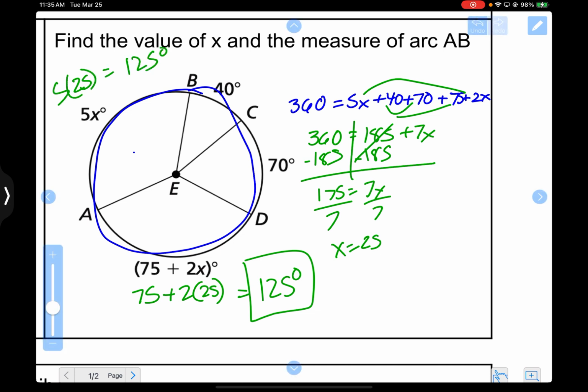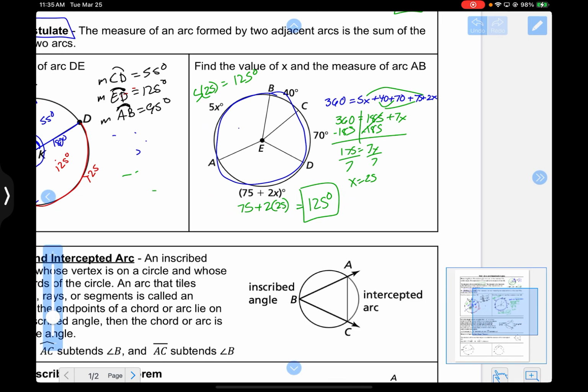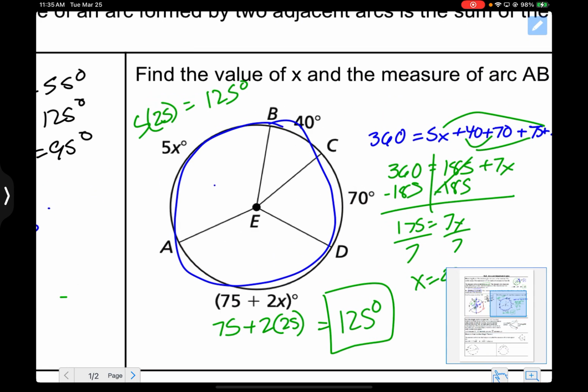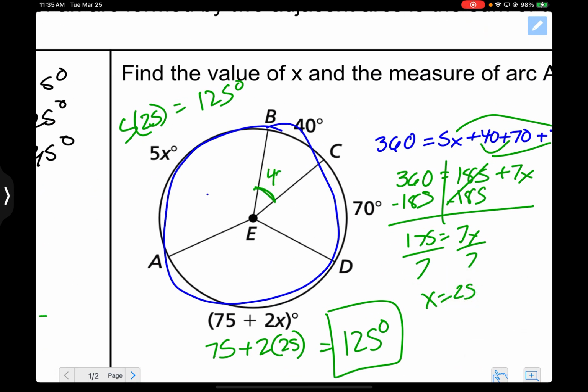Yep. And so those are the missing measures, and those are our arcs. And again, our central angle is the same as the arc.